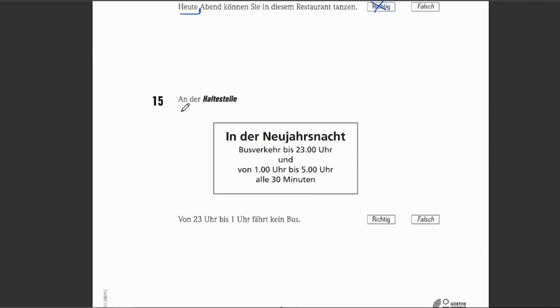Okay. An der Haltestelle. So the bus stop, in the Neujahrsnacht. Okay. Busverkehr bis 23 Uhr. Bis means until 11 o'clock. Okay. Und von 1 Uhr bis 5 Uhr alle 30 Minuten. So they are saying the bus will be available until 11 o'clock, and then from 1 o'clock until 5 in the morning, every 30 minutes you will have a bus. This is a special notice only for New Year's evening. Okay.